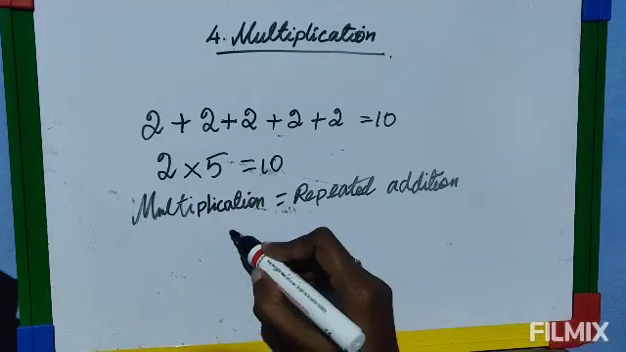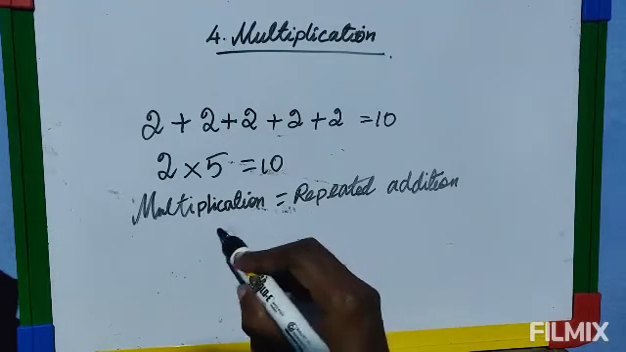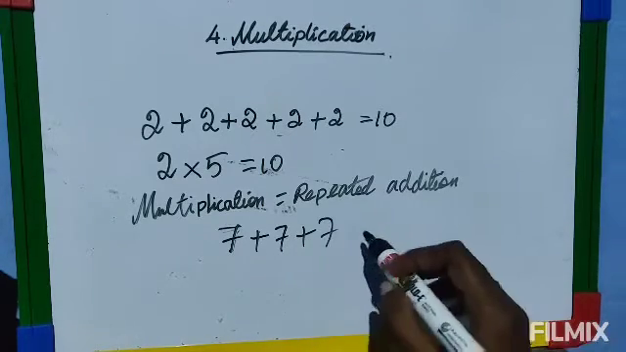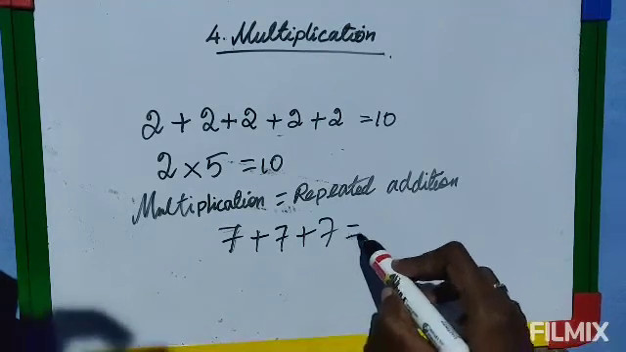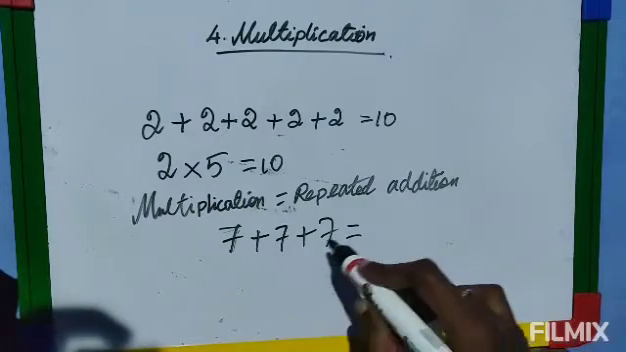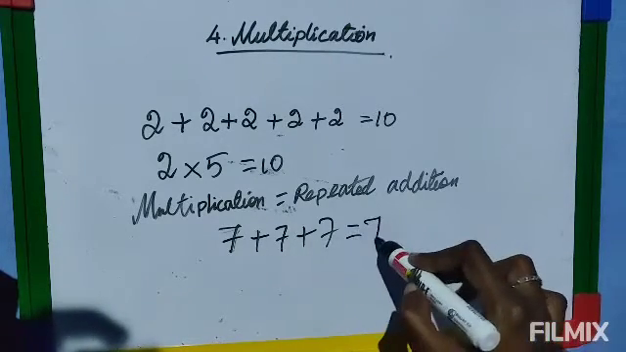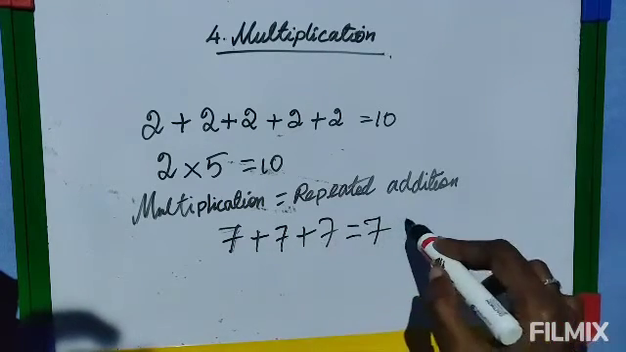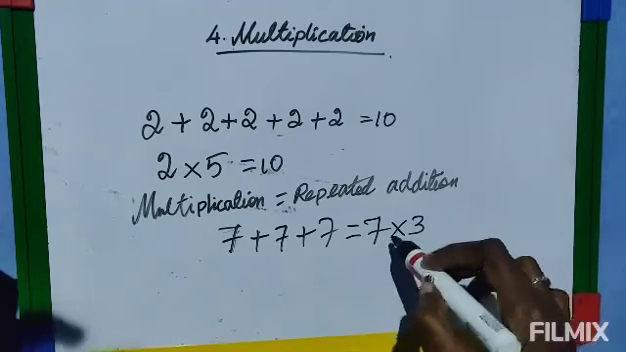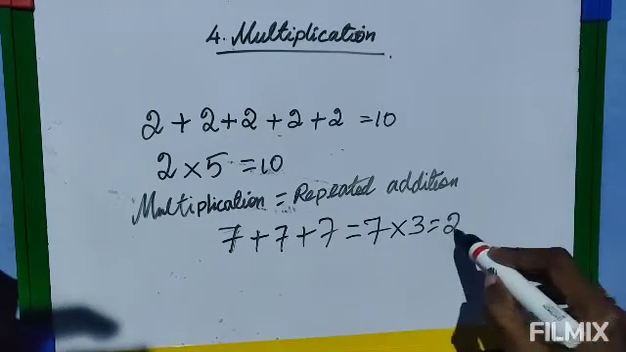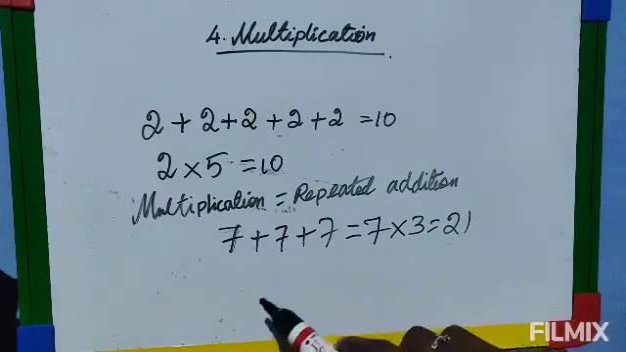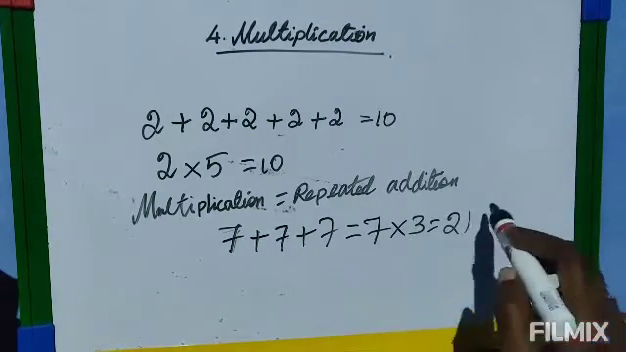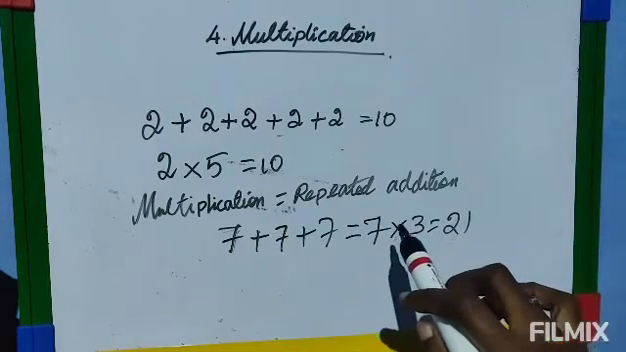Suppose the number is given like this: 7 plus 7 plus 7. How will you write this in multiplication? The number you are adding is 7. And how many times are you adding? 1, 2, 3. 3 times you are adding. So 7 into 3. 7 3s are 21. This is the way you have to write. You find out which number you are adding and how many times you are adding, then you multiply. This is the answer.